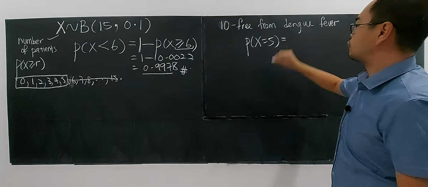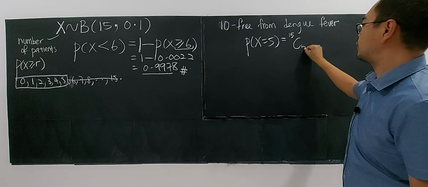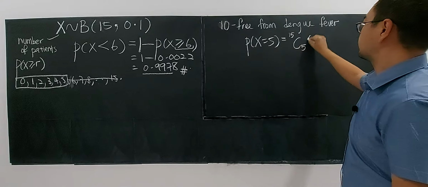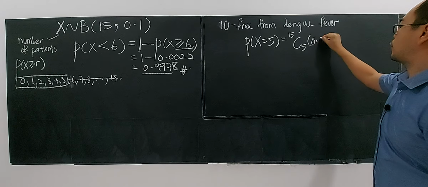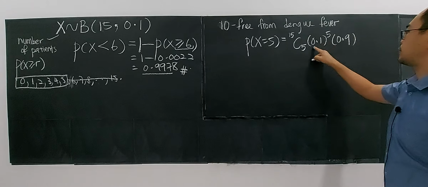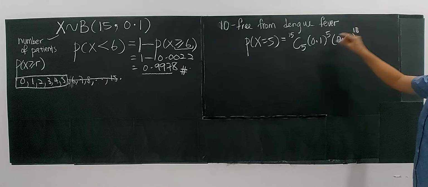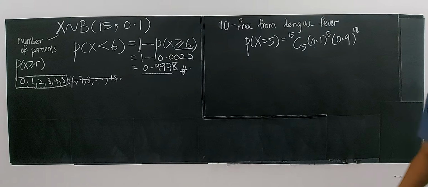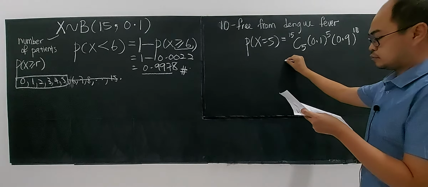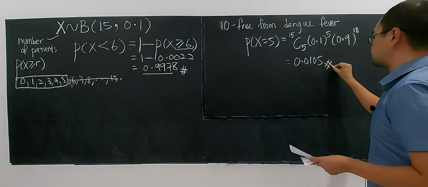So you can apply the formula for binomial, which is 15C5, right? 15C5, times 0.1 to the power of 5, and then 0.9, right? q is 1 minus 0.1, to the power of 10. How to get 10? 15 minus 5. So this is the formula, right? As you calculate, you are getting the value of 0.0105. As simple as that.